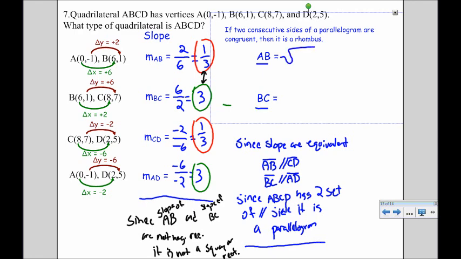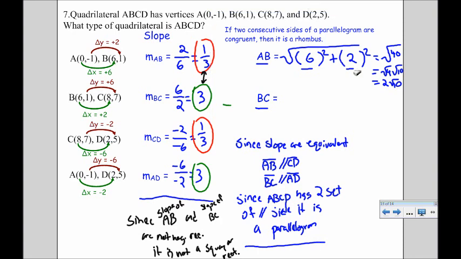To do that, I need to use the distance formula for length. I'm going to plug in the change in x squared and the change in y squared. The change in x is 6, and the change in y is 2. Put that all together, I get the square root of 36 plus 4, which is the square root of 40, which does reduce. It is the square root of 4 times the square root of 10, which equals 2 square root of 10. That would be the length of AB. So AB is 2 rad 10.